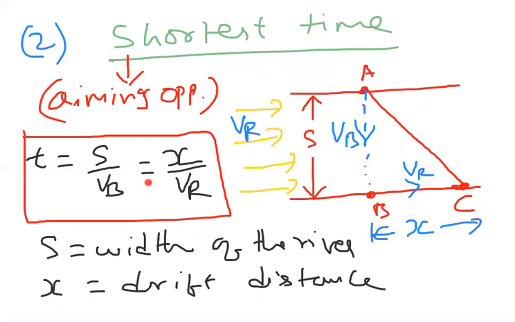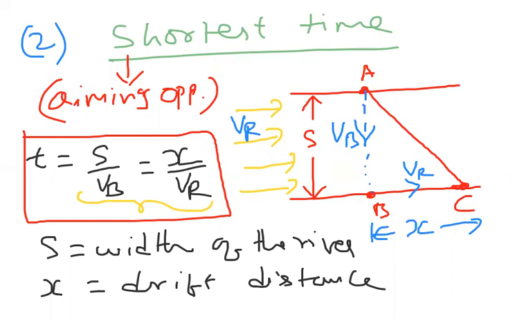It is a simultaneous action. Either you take vertical or horizontal, the body is moving in vertical and horizontal simultaneously. So the time in vertical or horizontal will be the same. With this formula, we'll be solving all the objective questions: S by VB equal to X by VR. Very, very important for objectives.